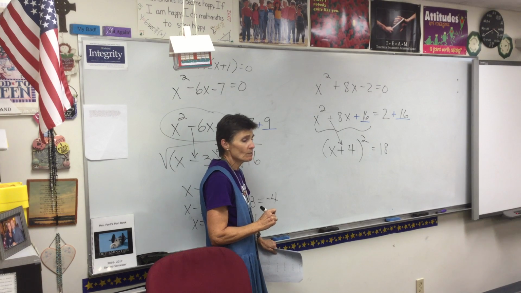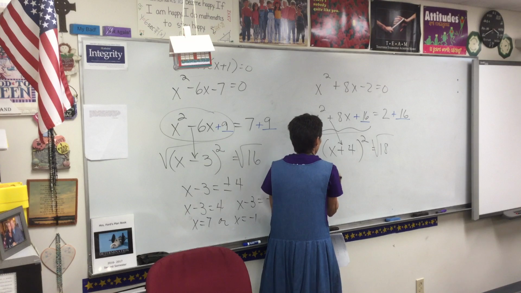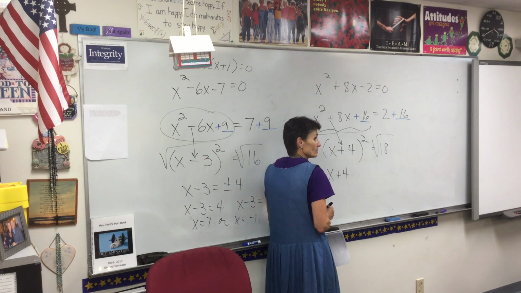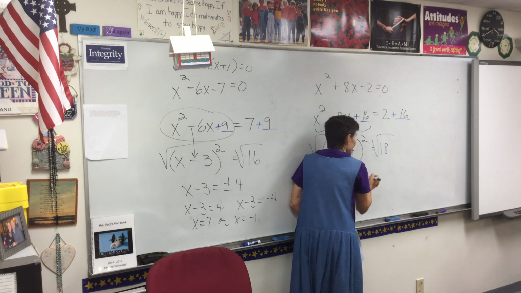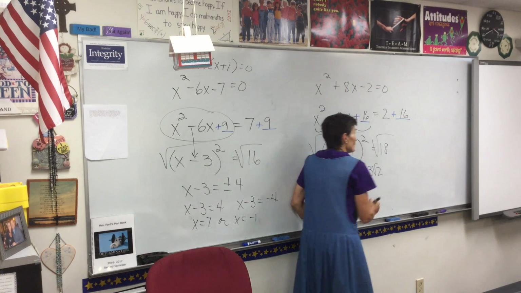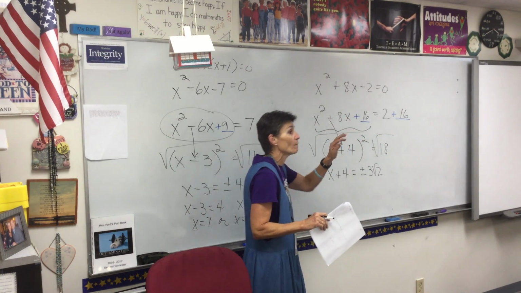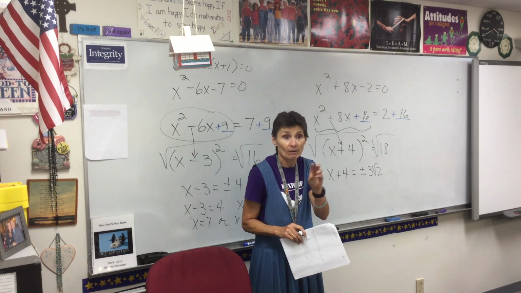So now what do we do? Square root it. So x plus 4 equals plus or minus 3 root 2. Now those of you that are saying, 3 root 2, where'd that come from? Remember, the square root of 18 breaks down.